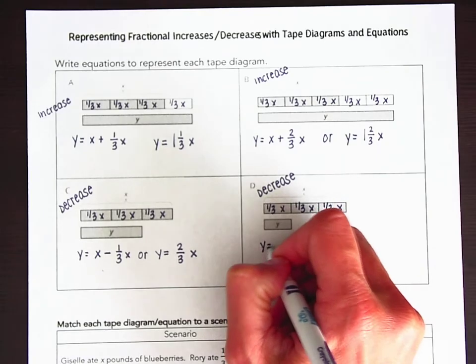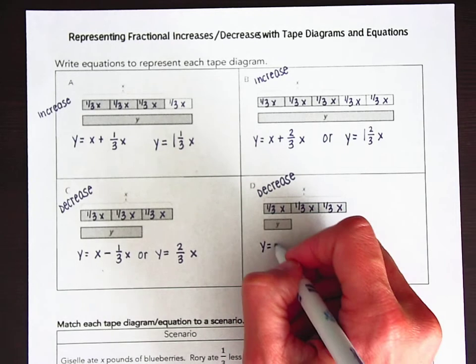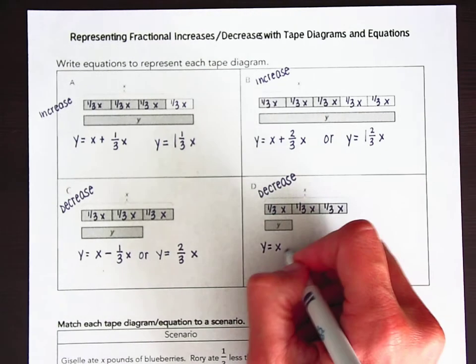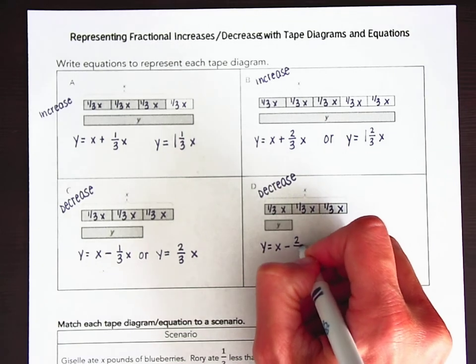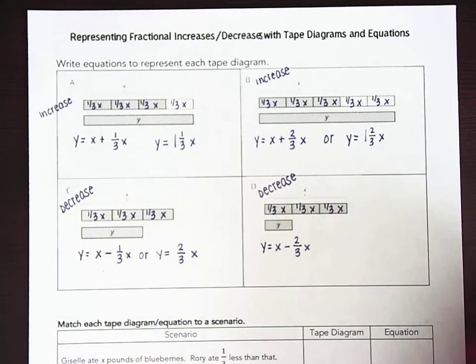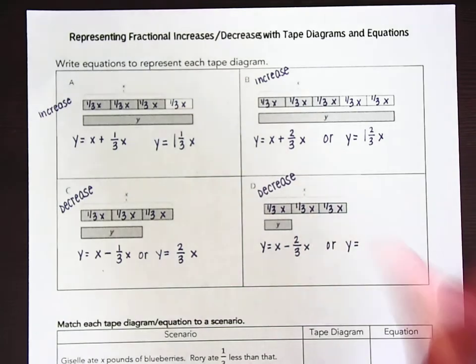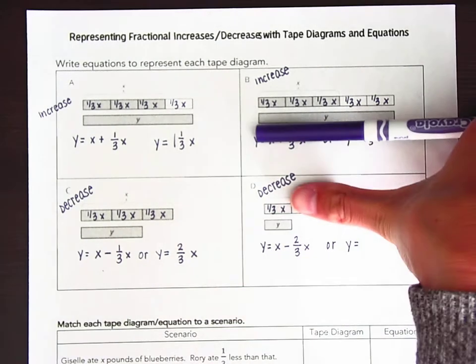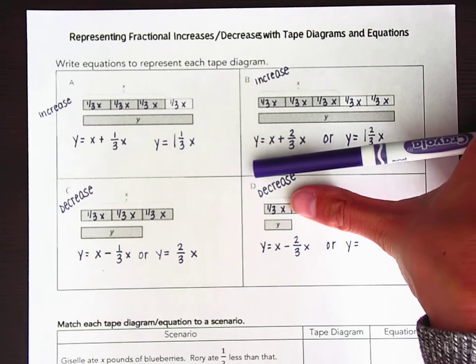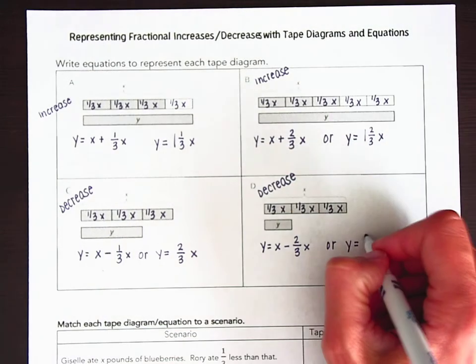So y is equal to the x that we're starting with, that whole bar, taking away 2/3 of x. Or we can simply say y is the same as, when we take away those 2/3 of x, it's the same length as 1/3 of x.